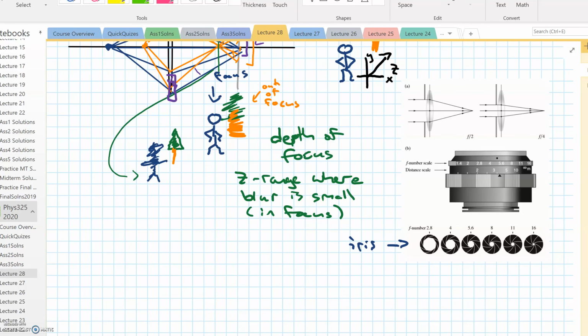So the last optical instrument we're going to talk about today is maybe the most important one, the eye. We'll look at the eye as an optical instrument.